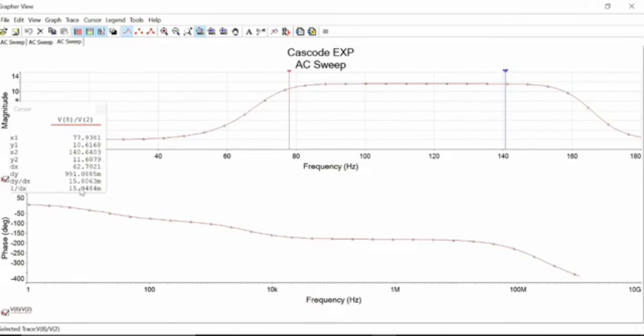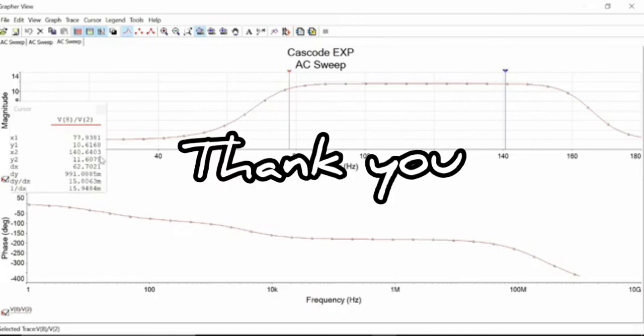Gain must always be below 20. So I have kept 15.8063. So for this gain, I'm getting the bandwidth of 140.643 megahertz.